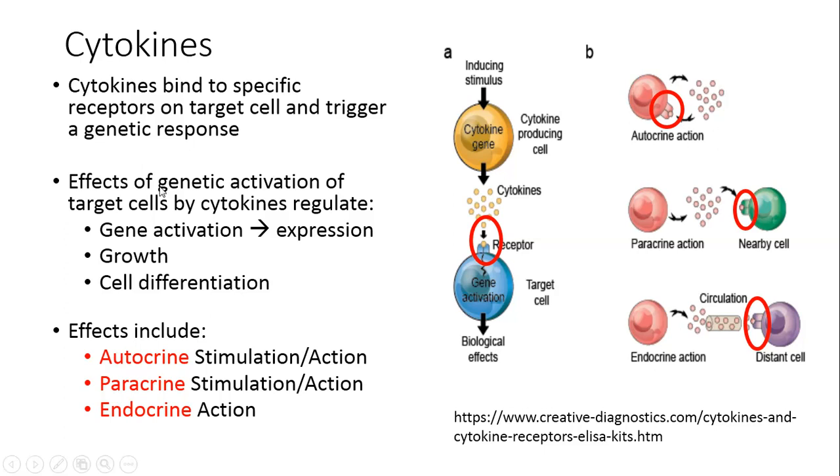So the effects of the genetic activation of target cells by cytokines, what can they do? They can regulate gene activation and expression. We saw how they can affect growth and cell differentiation. So those are some of the actions of these cytokines that can take place. But they're exactly what we expect to see and what we've talked about.